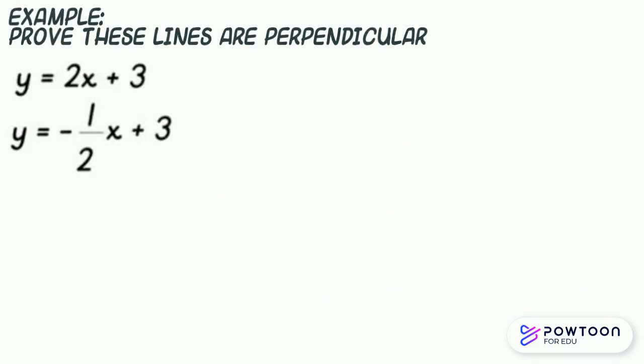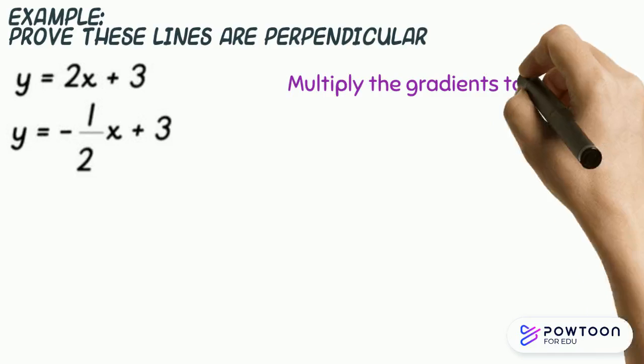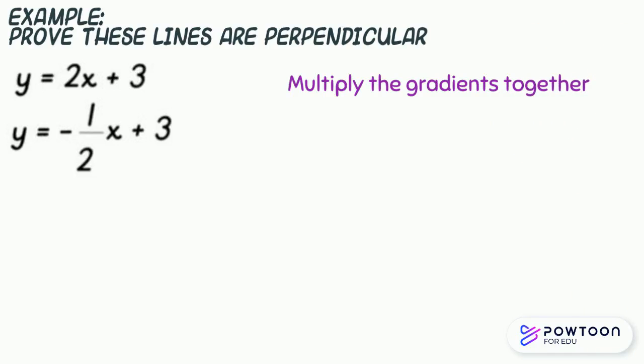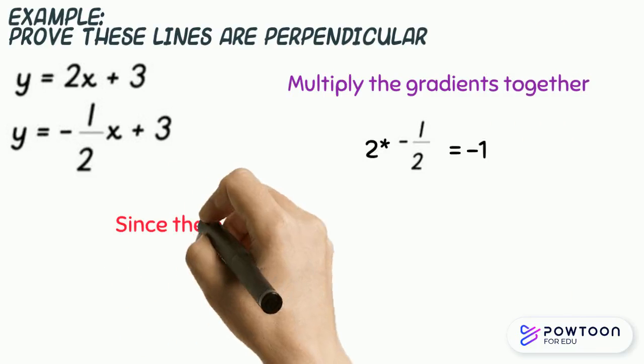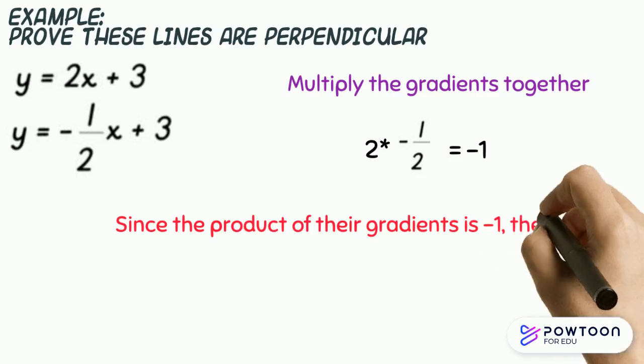Now we're going to look at showing that two lines are perpendicular. So again, to do that, we need to multiply the gradients together. So we've got 2 times -1/2, which equals -1. Because they equal -1, it means the two lines are perpendicular.